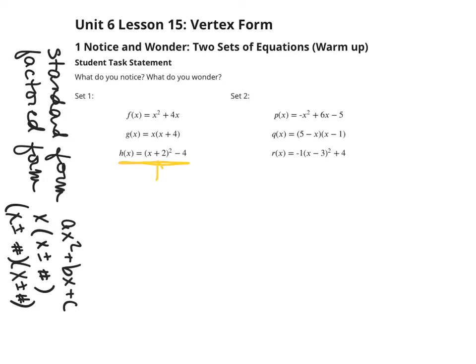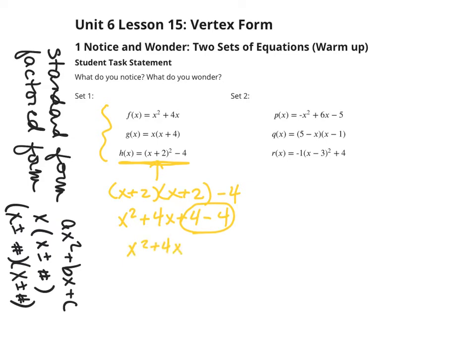I have a binomial squared, which remember we talked last lesson is really that. And then a minus 4. So it almost looks like I have two constants that would have to be sort of combined. But in fact, if I square that, I get x squared plus 4x plus 4 minus 4. My constant is gone. That's so interesting. So no constant. Wow, I wonder. Yeah, these are all the same.